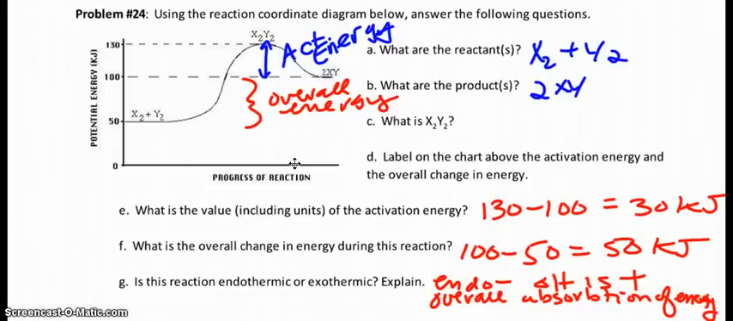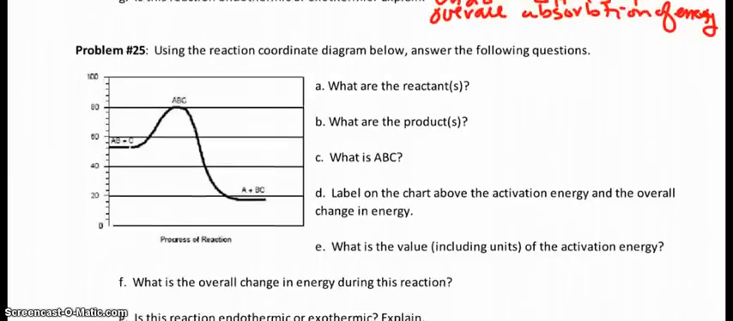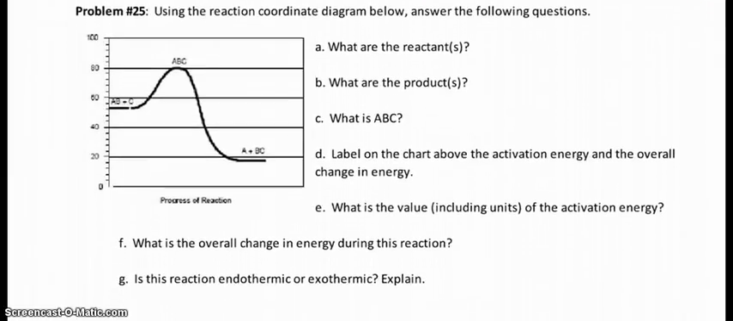So hopefully you look at it and say it has to be endothermic. It's an overall increase of energy. Your delta H is a positive number. It has to be. So going on here, problem 29, same as before.